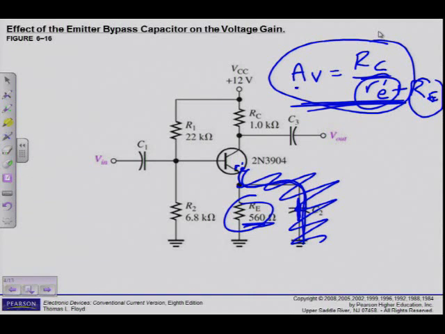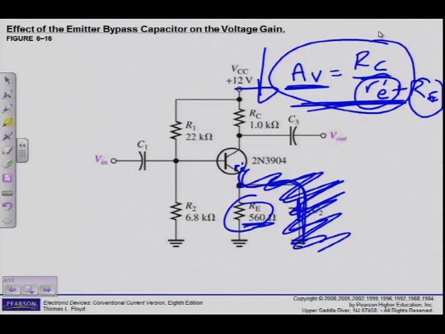So what do you think is going to happen with the voltage gain of this specific amplifier if I do not have the bypass capacitor? It's going to go way down. So my voltage gain is going to become much lower. Alright, so that is the effect of the emitter bypass capacitor on the voltage gain.